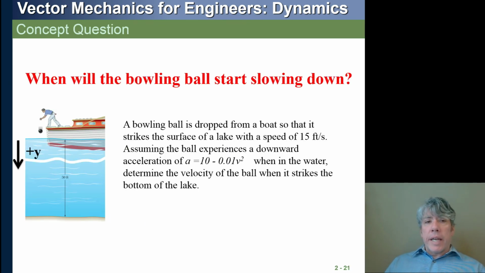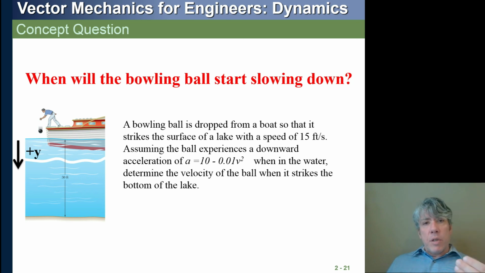Now, another question we could ask is, when will the bowling ball start slowing down? In other words, when would it have a negative acceleration? Instead of accelerating faster and faster going down, dropping like a stone, so to speak, when would it start slowing down? When would it be going too fast?